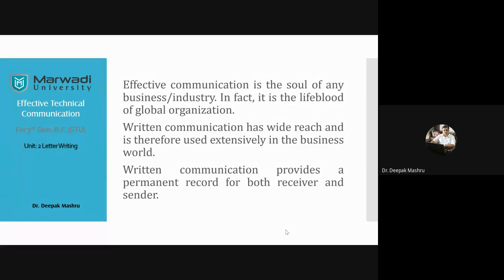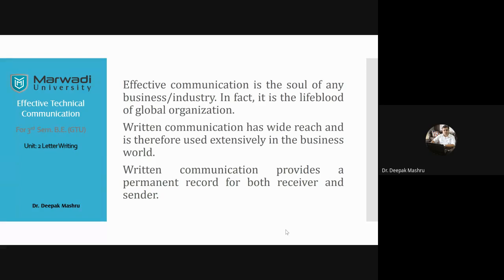Written communication has wide reach and is therefore used extensively in the business world. See, with written communication, you don't need to be present at the time the message is conveyed. There is a beautiful word in English called perishable. For example, milk. Milk is perishable. You cannot keep milk for 4 or 5 days without a refrigerator, because it has limited life.